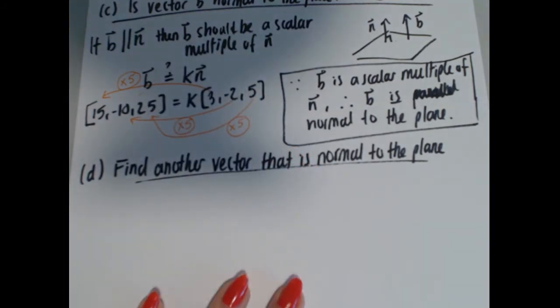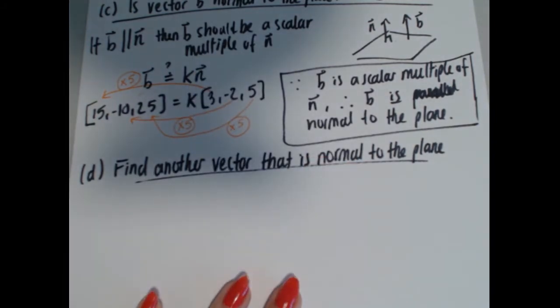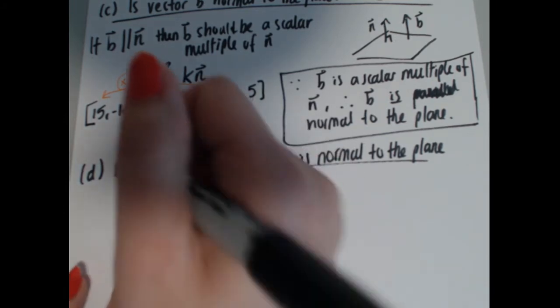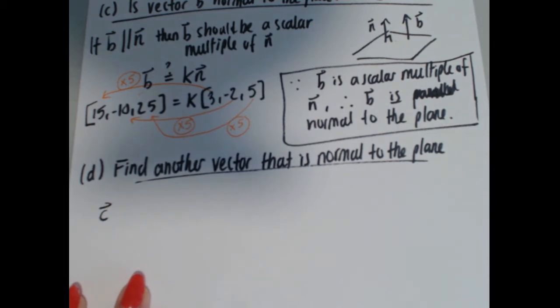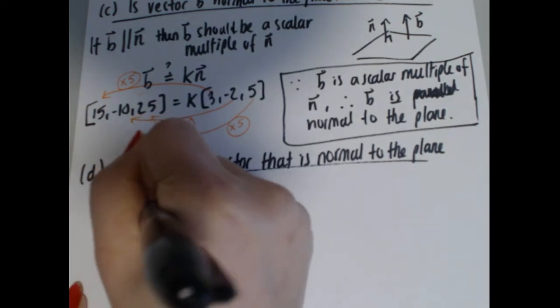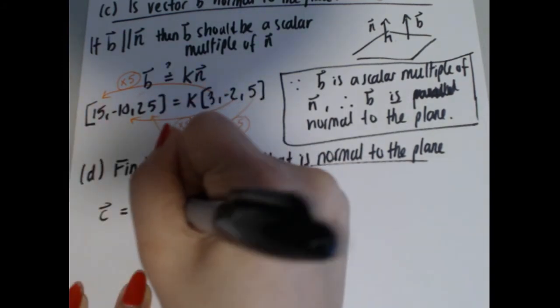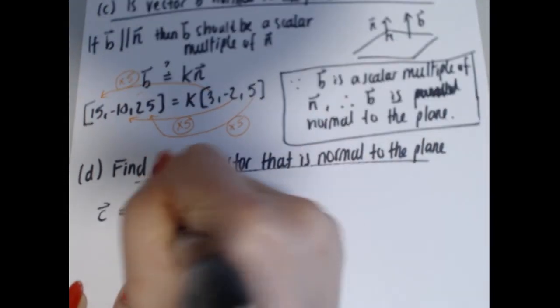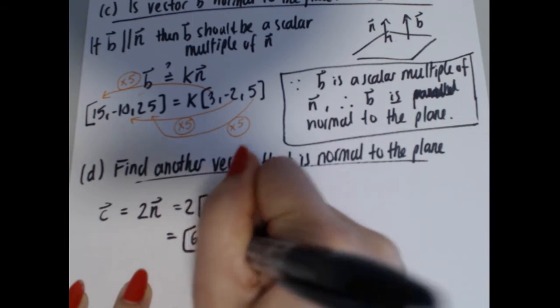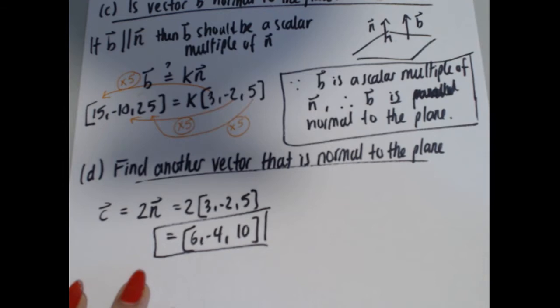There's a lot of different values that you could figure out for k. In fact, there are an infinite number of values you could theoretically plug in for k to get a scalar multiple of n. And so you just have to pick something that works, something simple. I'm going to let my vector be c, right? So that's my new vector, and I'm just going to let that be 2 times the normal vector. It's a scalar multiple. Okay, so 2 times n, which is 3, -2, 5. So that becomes 6, -4, 10. So there is one possible answer.